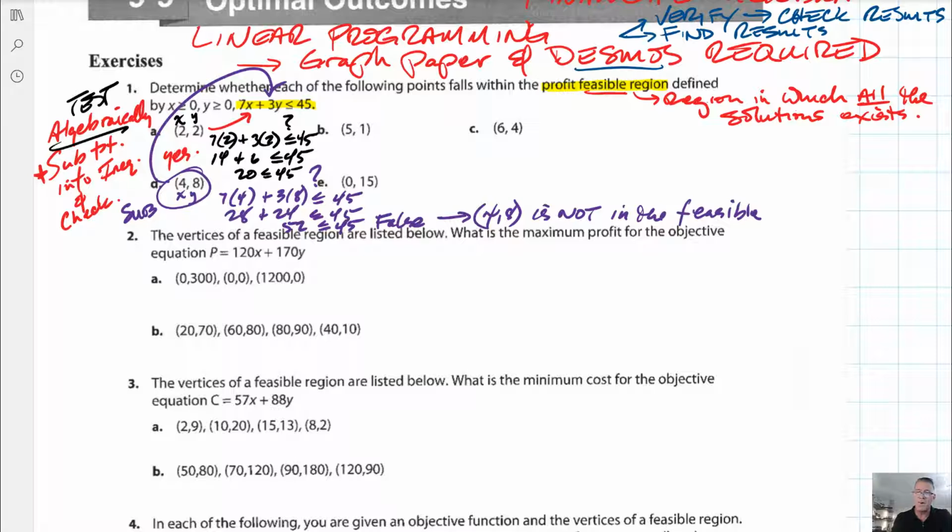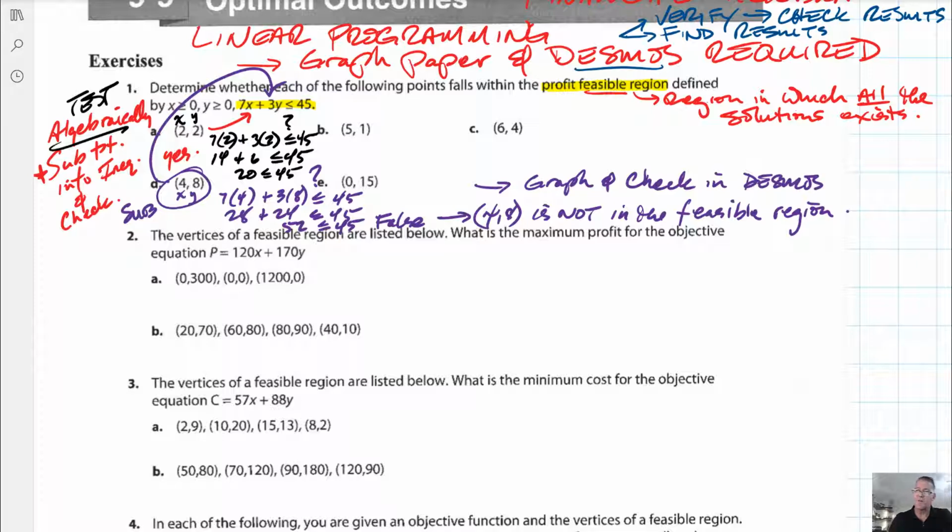So you got to make a statement here. It's one thing saying whether it's true or false. It's another thing to tell me what it means. Okay, so a false statement means that this point is not in the feasible region, and we're going to see that in the graph. So how do we do that? Well, we're going to check. We're going to graph and check in Desmos.